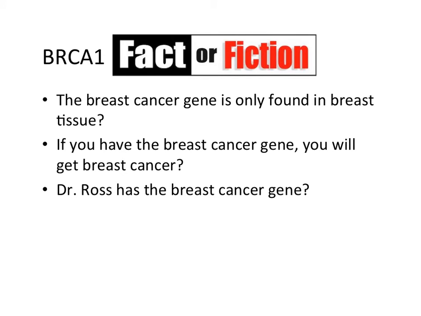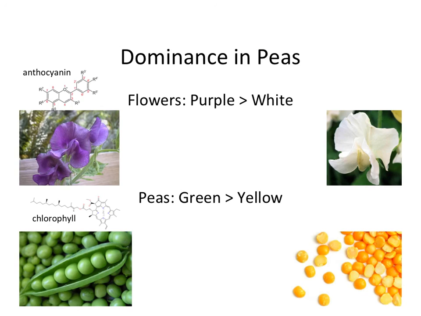Okay. So I think we've touched on all these. Breast cancer gene is only found in breast tissue? No. Found in every cell, even my toe cells. If you have the breast cancer gene, will you get breast cancer? No, because we've all got the breast cancer gene. It's doing good things for us normally, unless we have the mutation. I've got the gene. There we have it.